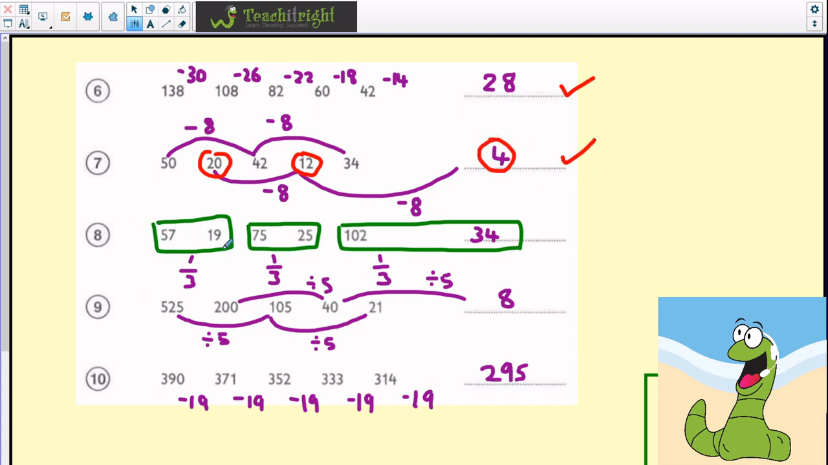This one you're actually pairing numbers together. So you're finding a third each time. So if you found a third of 102, you would get 34. Number 9 was an alternate sequence again. It was jumping but dividing by 5. So we were worried about the 40 and the 200. So if we divide 40 by 5, we of course get 8. This one we're taking 19 away each time for 295.